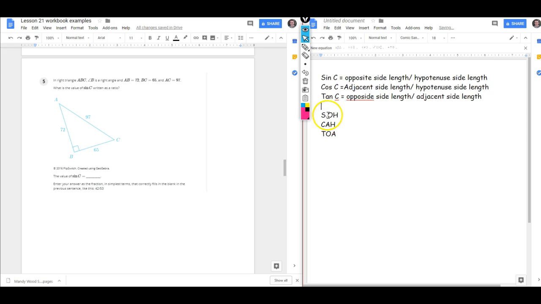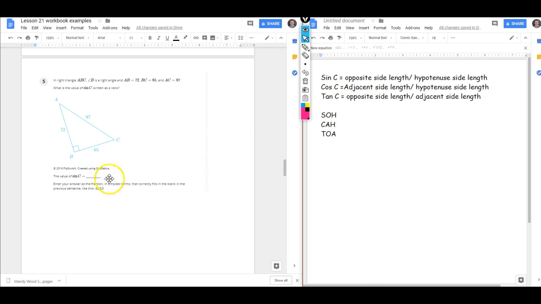So this mnemonic device, the S comes for sine, the O comes for opposite side length, and the H comes for the hypotenuse. CA stands for cosine, adjacent, hypotenuse. TOA, the T stands for tangent, the O stands for opposite, and A stands for the adjacent. So please remember SOHCAHTOA to help you remember the ratio side lengths.